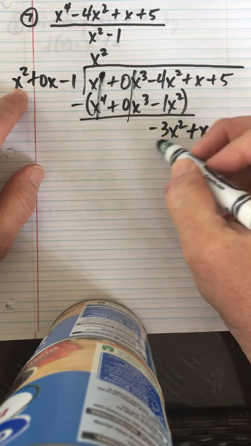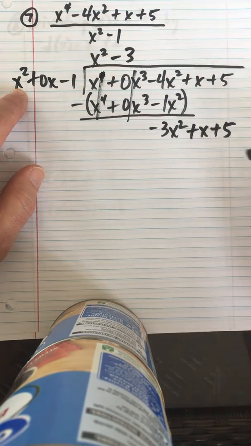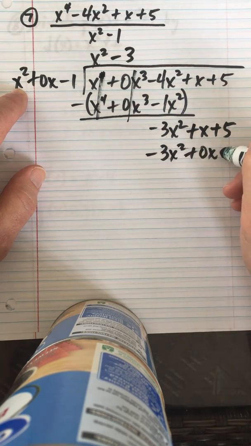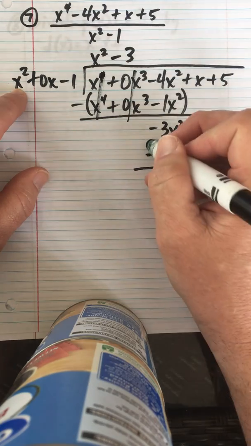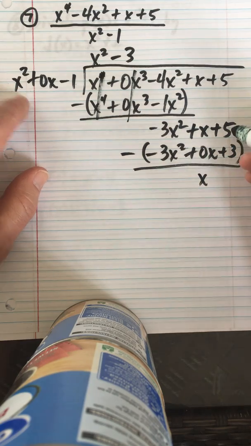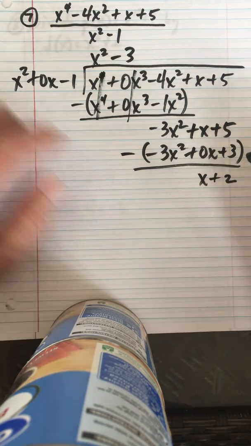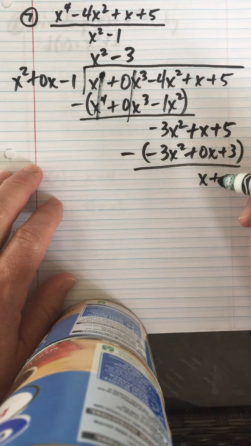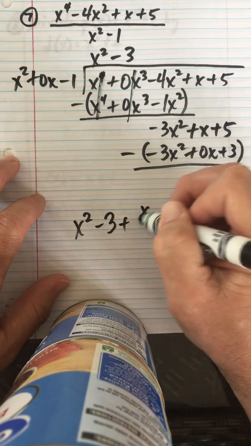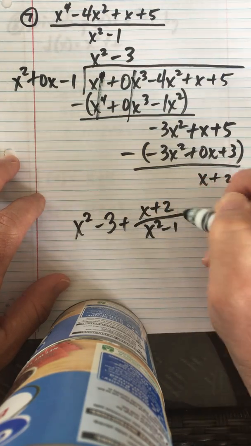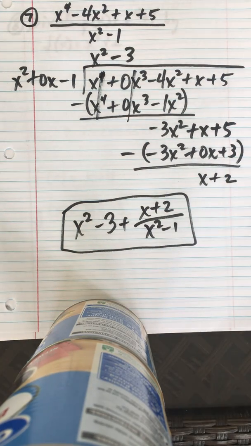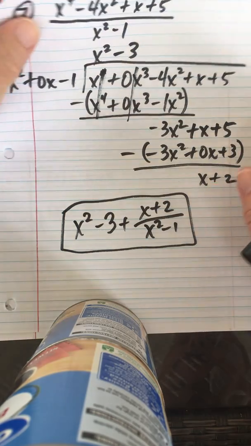What do you multiply by x squared to give you negative 3x squared? A negative 3. That'd be negative 3x squared plus 0x plus 3. Now subtract those. That goes away. 1 minus 0 is 1x. 5 minus 3 is 2. So that's going to be my remainder. So my answer is x squared minus 3 plus my remainder over what I was dividing by. Doing good?